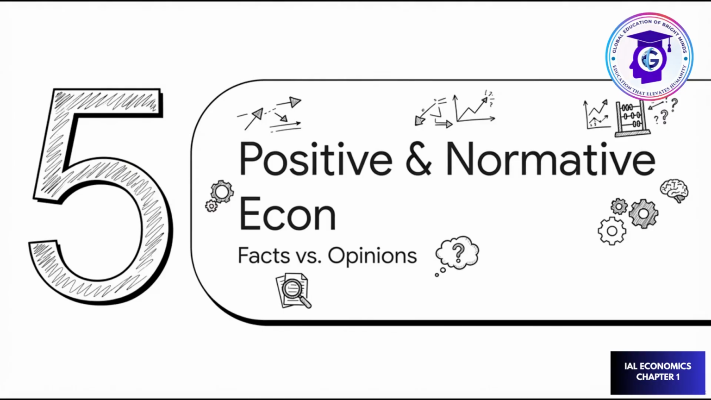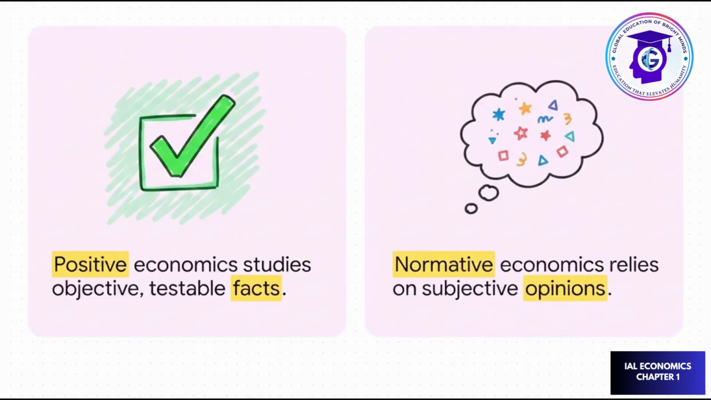Let's move on and see how this builds into Section 5, Positive and Normative Economics, Facts versus Opinions. Now that we know how economists build models and test theories, how do they actually formulate judgments and recommend real-world policies? Well, it comes down to a massive distinction you absolutely need to master for your exam.